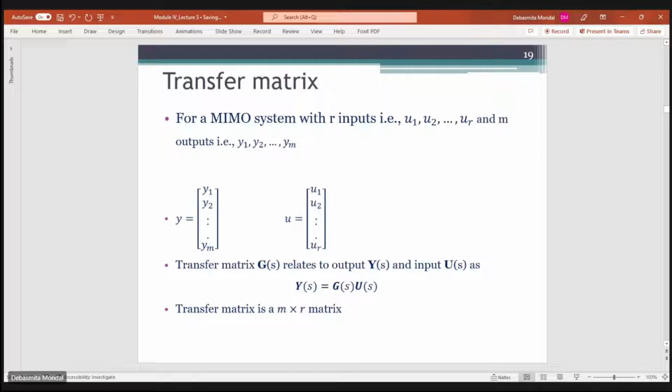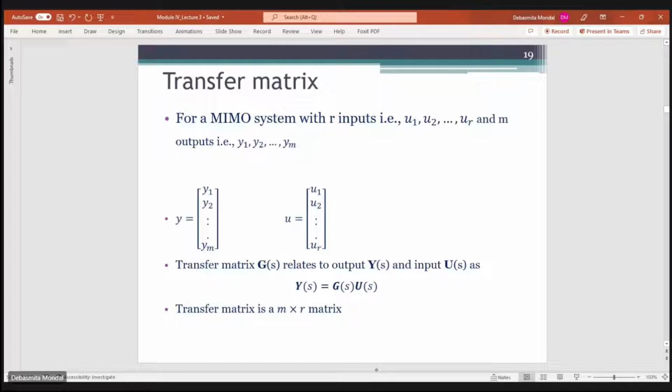Next we'll talk about something which is known as a transfer matrix. So what is a transfer matrix? In case you have a multiple input, multiple output system, let's say you have R number of inputs to your system. Those R inputs are U1 till UR, and let us say that you have M number of outputs. If you write the output and input vectors, y will be equal to the vector y1, y2 till ym, and the input vector u will be equal to u1, u2 till ur.